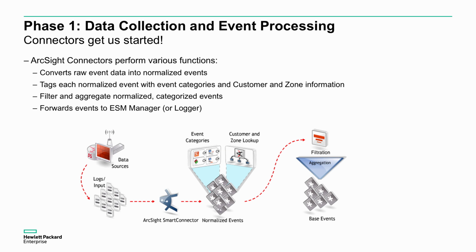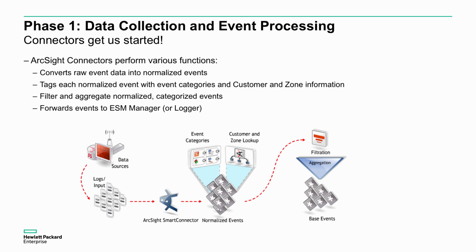What we do have, this is where the connectors come in, the Smart Connector framework, and they're doing a number of things. They're collecting the actual log data from the sources, and doing a number of conversions. It's converting that raw data into normalized events. It's tagging that data with additional event categorization, some potentially customer information, as well as the zone. Where did it come from? What's the logical setup of the network involved?